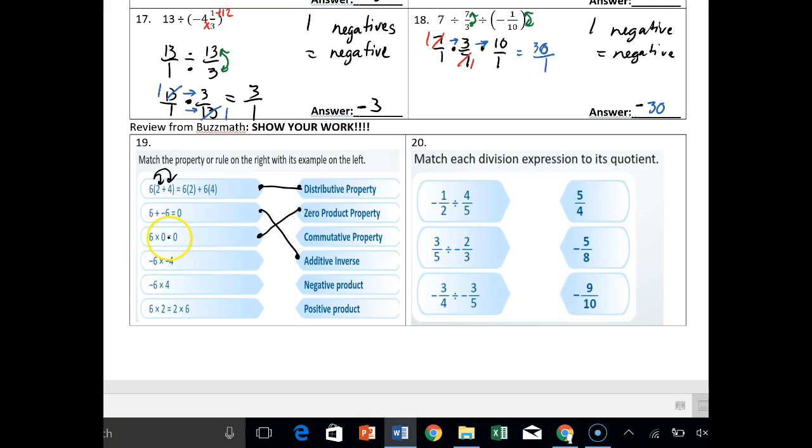Negative 6 times a negative 4, that's going to be a positive product because it's going to be equal to a positive 24. Negative 6 times 4 is going to be a negative 24, so that's going to be a negative product. Sorry, I erased that. And lastly, 6 times 2 is the same thing as 2 times 6. Obviously, that's the commutative property of multiplication. All right, I'll let you do number 20. Basically, what you want to remember to do is flip these and multiply, and then match them up with the correct answer after you flip and multiply. That's it. Call me if you have questions. Study for your test tonight.